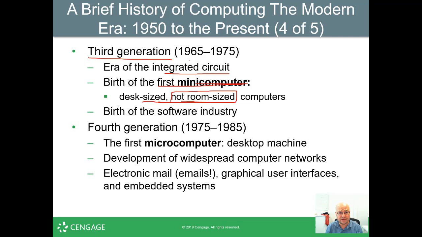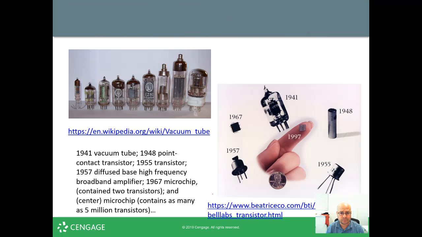There was also this period from the mid 60s to the mid 70s, which marked the birth of the software industry. And the fourth generation, from 75 to 85, was the first microcomputer, which was a desktop machine. And personal computers started in this period, along with the development of widespread computer networks and the beginning of electronic email. Finally, we have email. The development of the graphical user interface came more towards the end of the 80s, along with embedded systems.